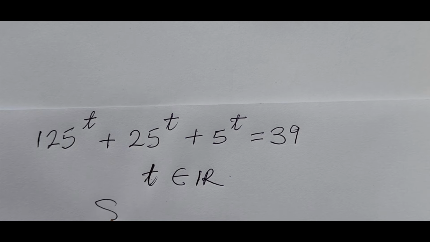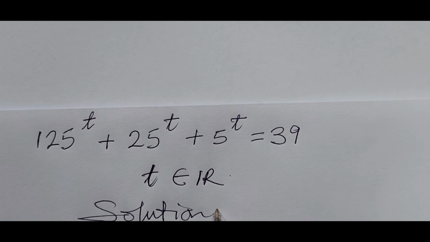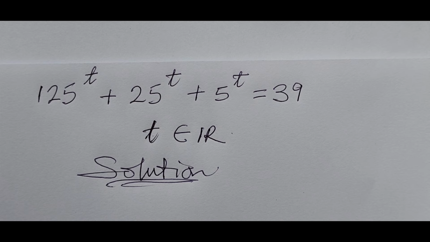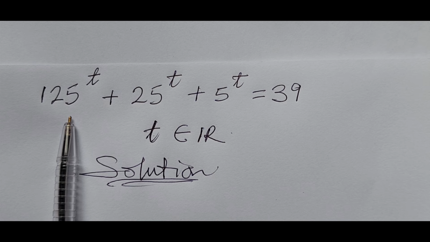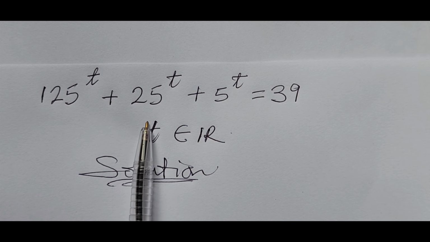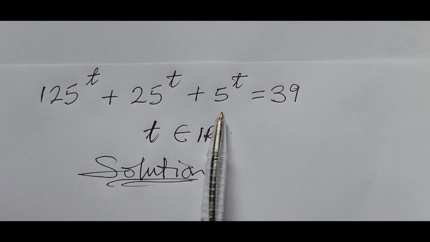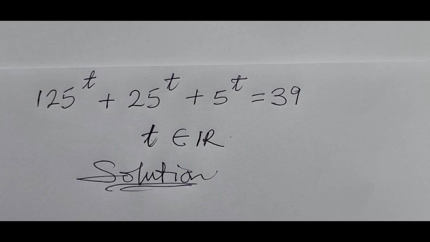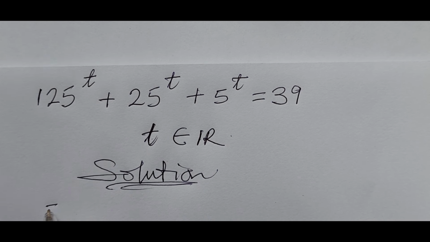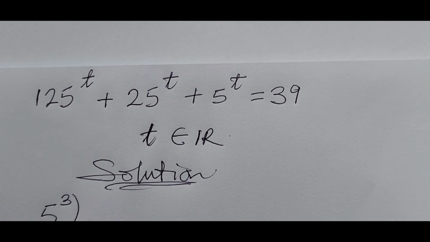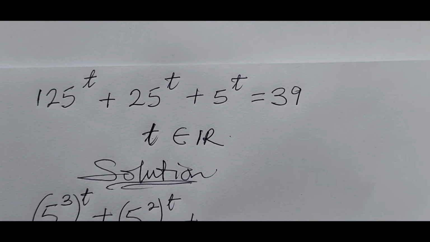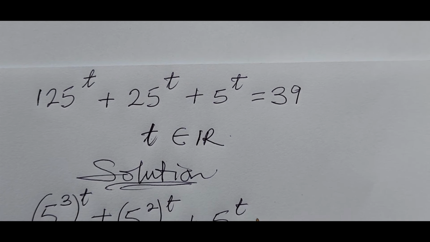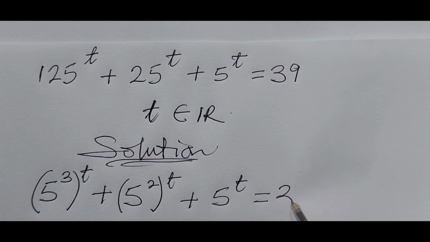So let's take our solution to solving this challenge. If you check carefully, you discover that 125 can be expressed as 5 to the power of 3, and 25 can be expressed as 5 to the power of 2, and here we have 5 to the power of t already. So let's go ahead and do that. This gives us 5 to the power of 3, all raised to the power of t, plus 5 to the power of 2, all raised to the power of t, plus 5 to the power of t, everything equal to 39.